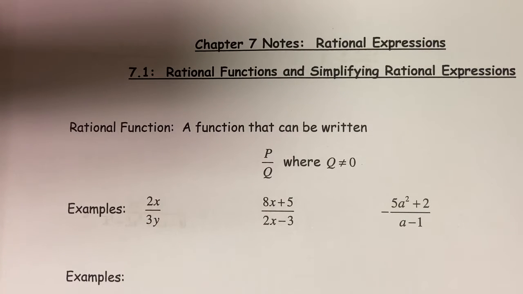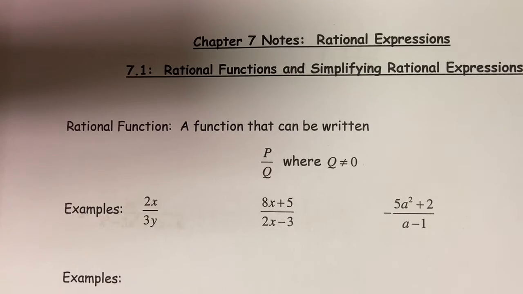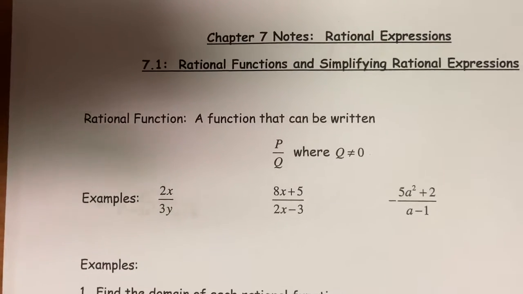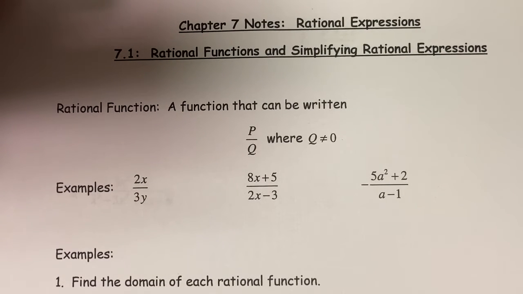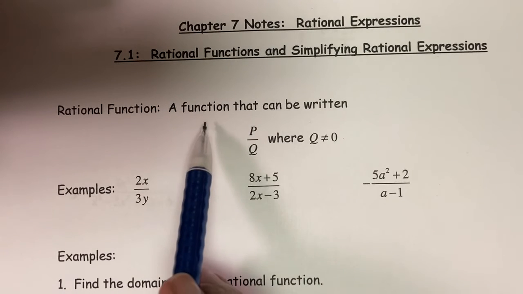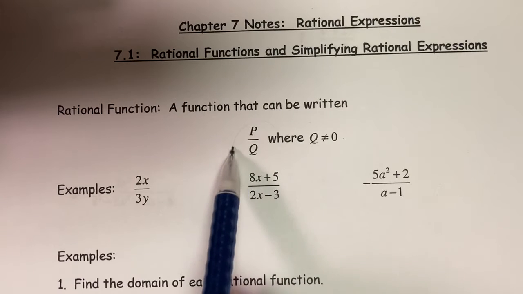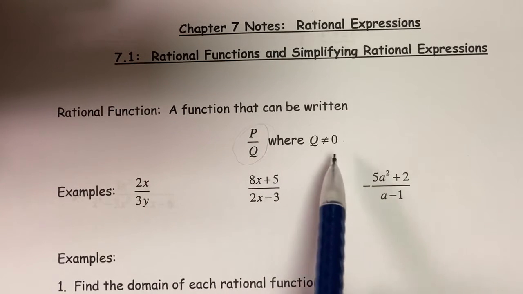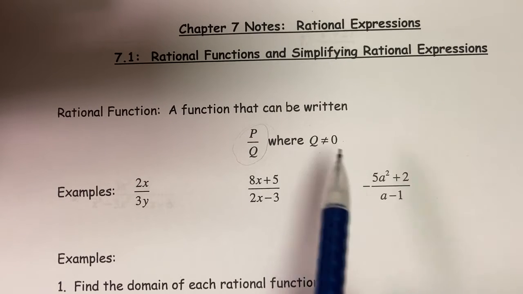Right, so we're starting chapter 7. Remember, we just finished chapter 6 where we did all of our different factoring. So now we're going to put that to use by working with some rational functions and rational expressions. A rational function is a function that can be written as a fraction, p over q, where the denominator can't equal 0, so you know that that's always been true.